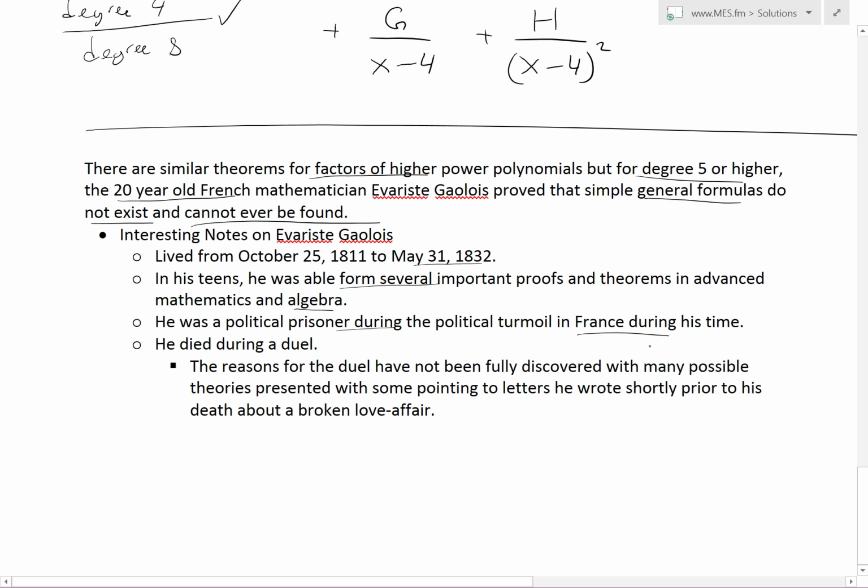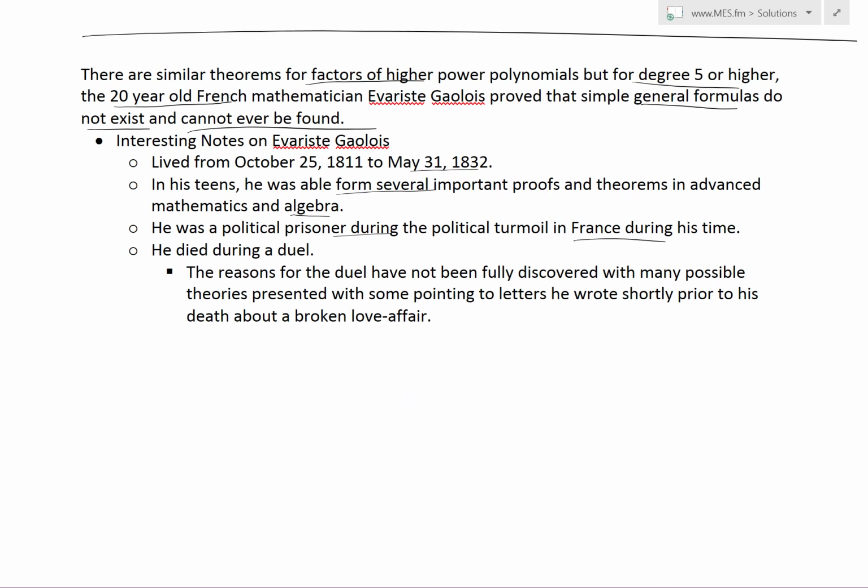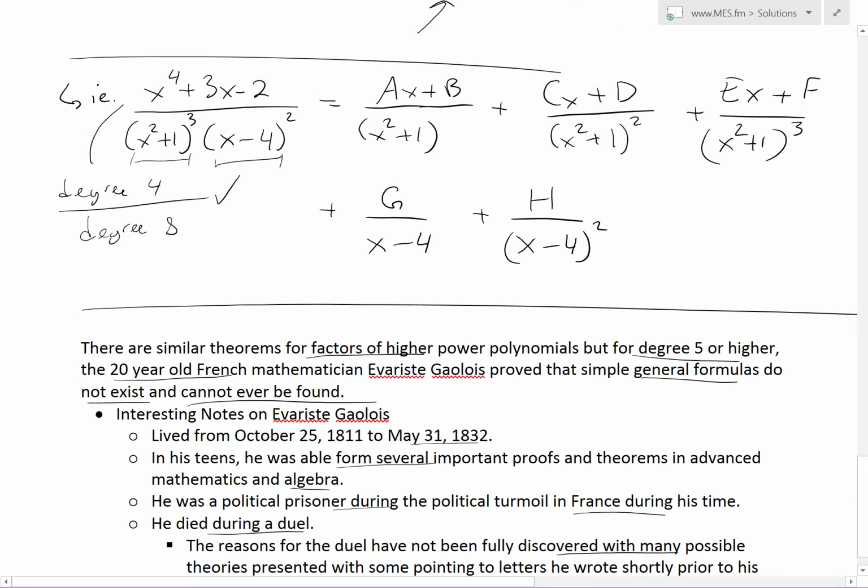He was involved in some protests and other stuff. And the most interesting part about him is actually his death. He died during a duel where I guess two guys walk backwards and then they turn and shoot each other with a gun. Yeah, it was just ridiculous back then. Anyways, the reasons for the duel have not been fully discovered, with many possible theories presented, with some pointing to letters that he even wrote shortly prior to his death about a broken love affair, and also it could have been political reasons and so on.